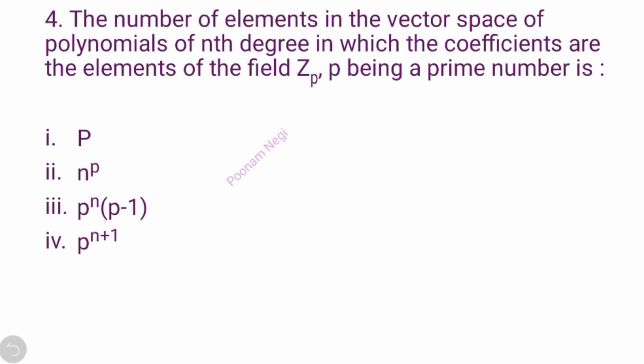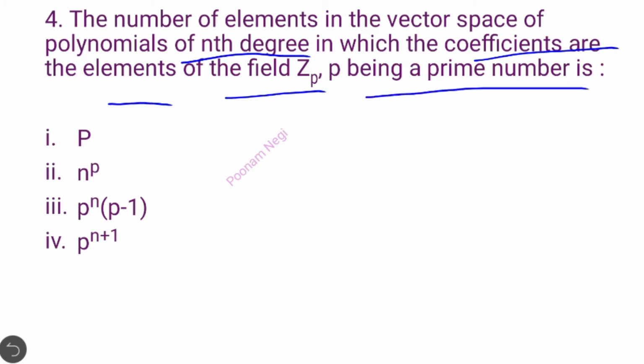Next question is, the number of elements in the vector space of polynomials of nth degree, in which coefficients are elements of the field Zp, where p is a prime number. We have already solved this question in our previous video. I am just putting down the link over here. You can check it out. But let's try to solve this.